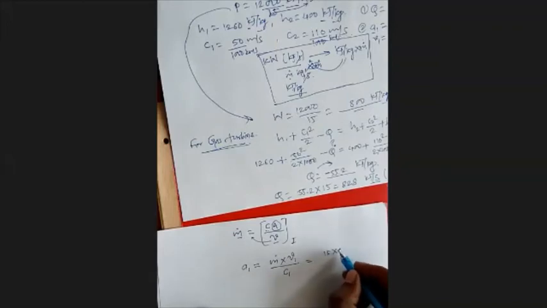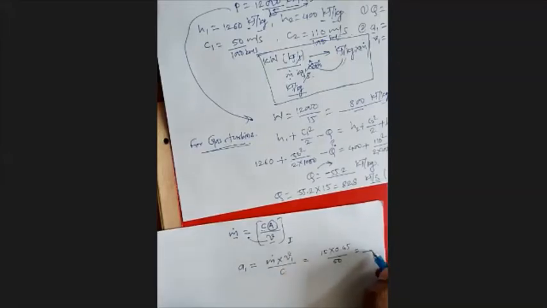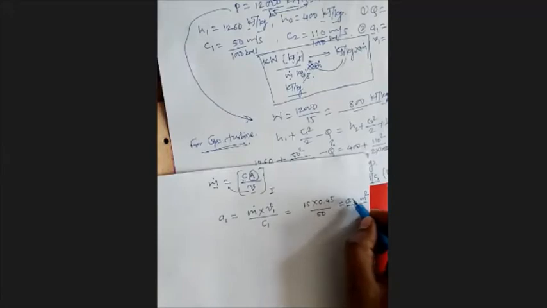(15 into 0.45 divided by 50). So that will be meter square. Put all these things in the calculator and let me know the answer. That is area of inlet and unit is going to be meter square. 0.135. 0.135 meter square will be the area of inlet pipe or cross-sectional area of inlet pipe.